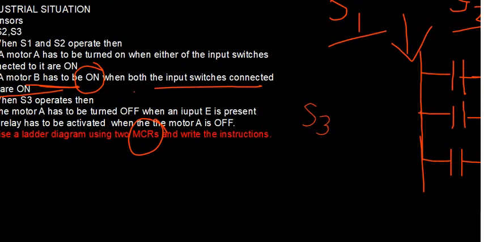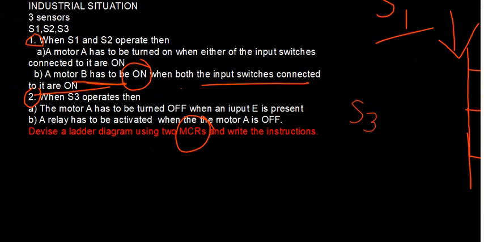Only when your S3 operates, but at the same time there is one more condition, that an input E is present, right? So when I bring in A again here, at that time you should have one more input, that is E. When S3 and E both operate, then only your motor A should be turned off, right?